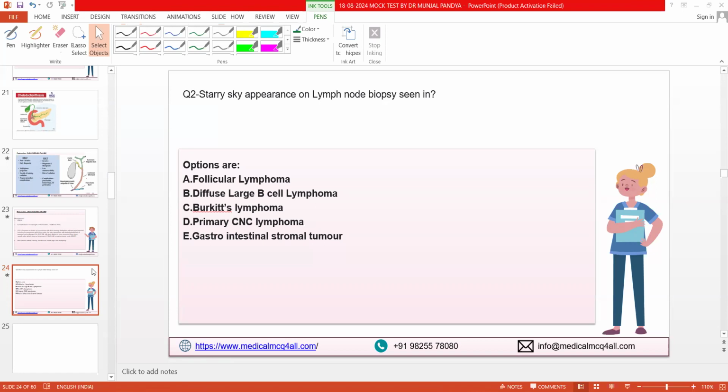Radhika, would you like to take this one? Yes, sir. Wonderful. Your answer is correct. Perfect. So the answer is Burkitt's lymphoma.